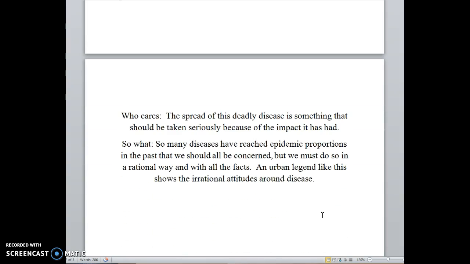Now, who cares? So what? Spread of this deadly disease is something that should be taken seriously because of the impact it has had. Okay, and it has had impact on people. But remember, who cares is about who it directly impacts. The reader may not be in that group.